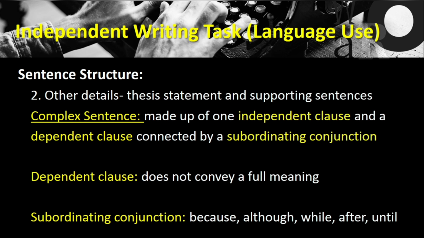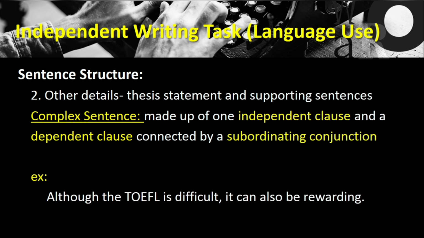Anyway, here is an example. Although the TOEFL is difficult, it can also be rewarding. As the conjunction, although, becomes a part of the first clause, it is considered as a dependent one. Whereas the statement that comes after the comma is an independent clause, since it conveys a full meaning. So remember that varying the sentence types in your essay will significantly contribute to the increase of your score in the aspect of language. It was even mentioned in the TOEFL scoring rubric.